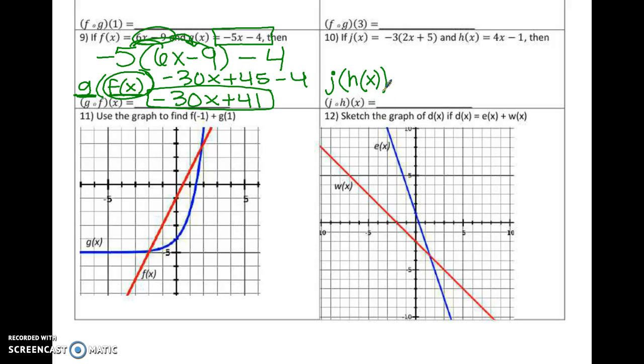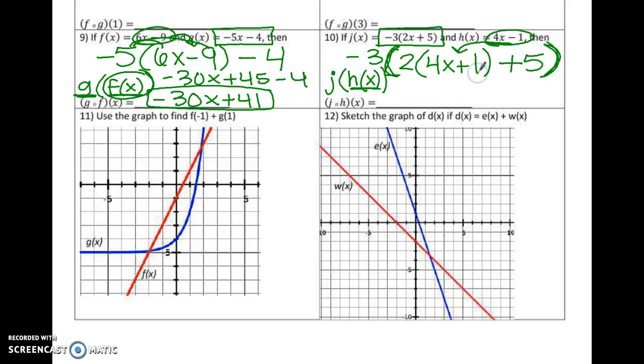I prefer to see it written like this. So h is our inside, plugging in, j goes outside. So I have j here. I'm going to write out j. Those are parentheses. 2, I'm plugging stuff into here, plus 5. And h is what we're plugging in. H is the input. So all that plugs in to the x spot. And then we go ahead and simplify all of that.